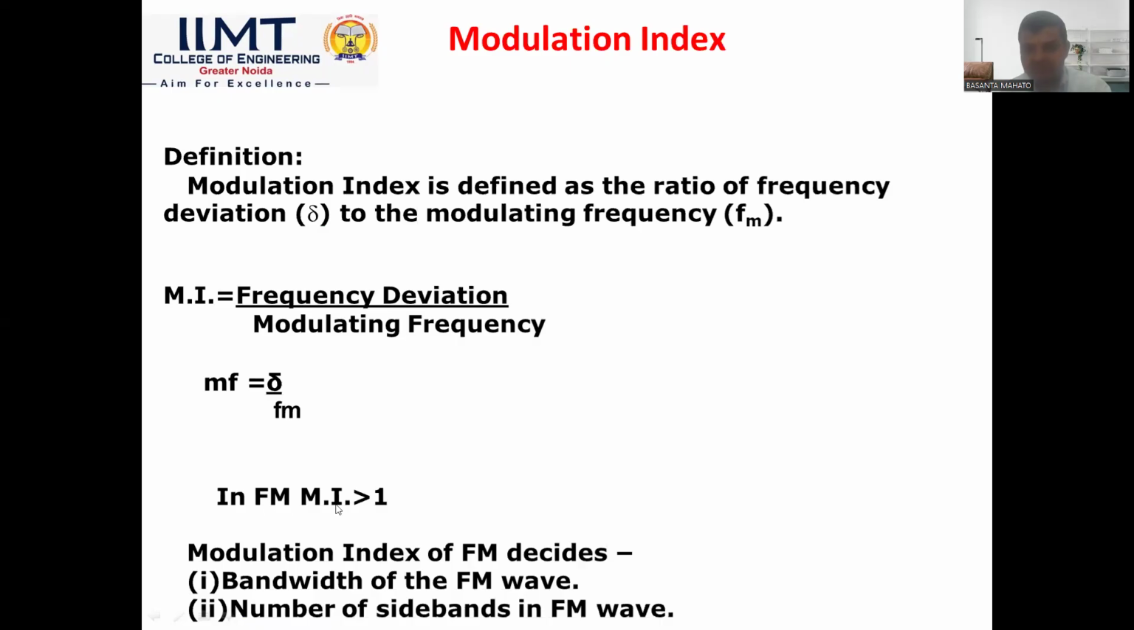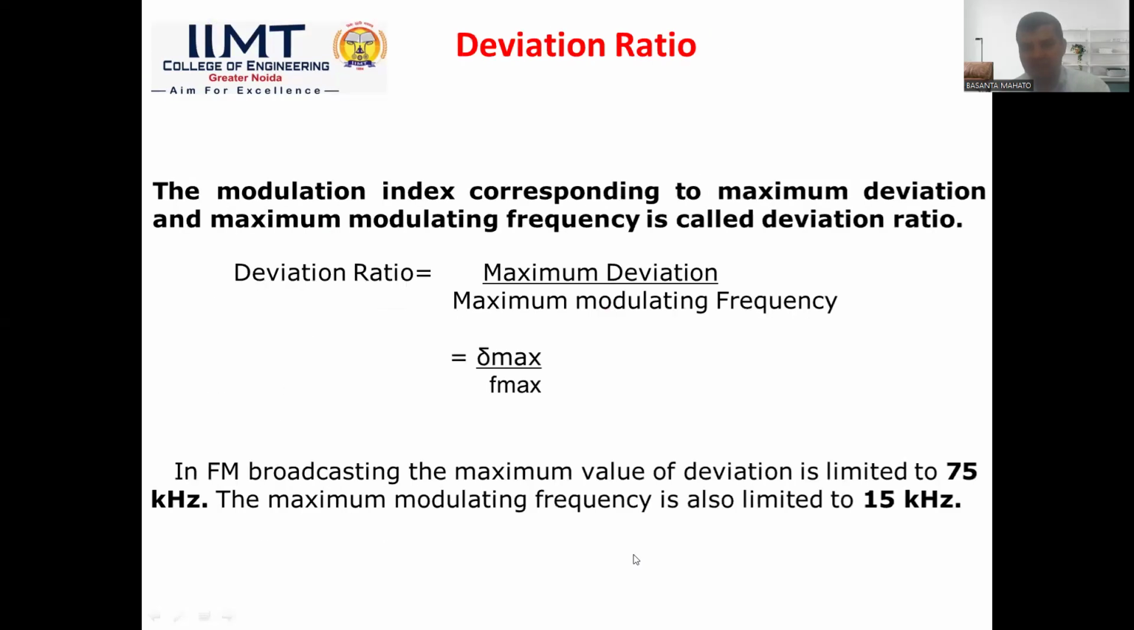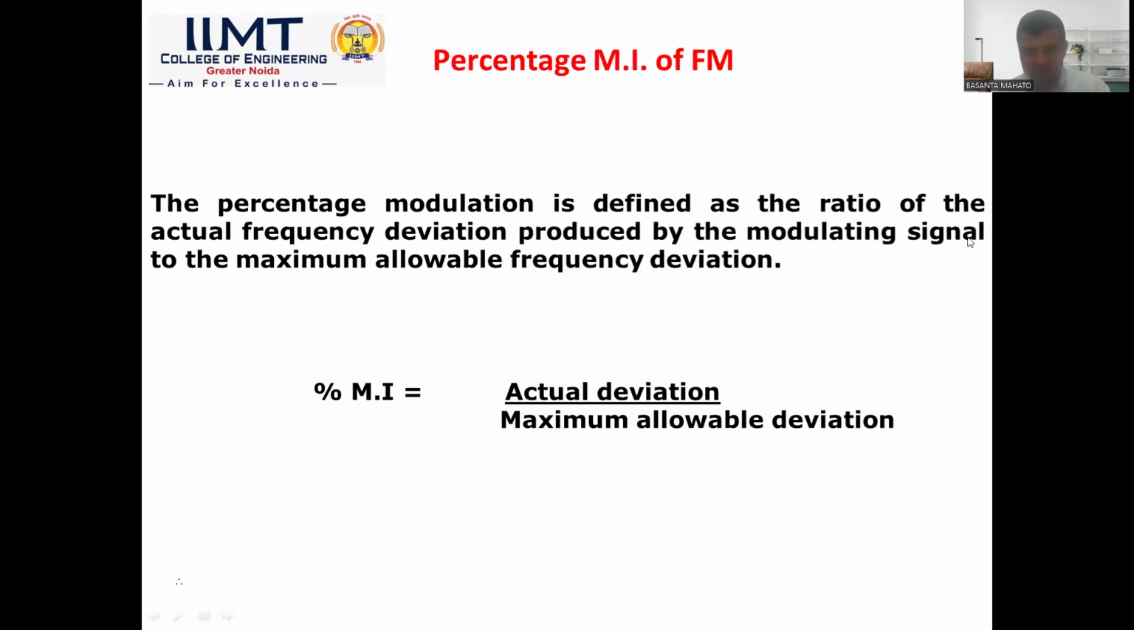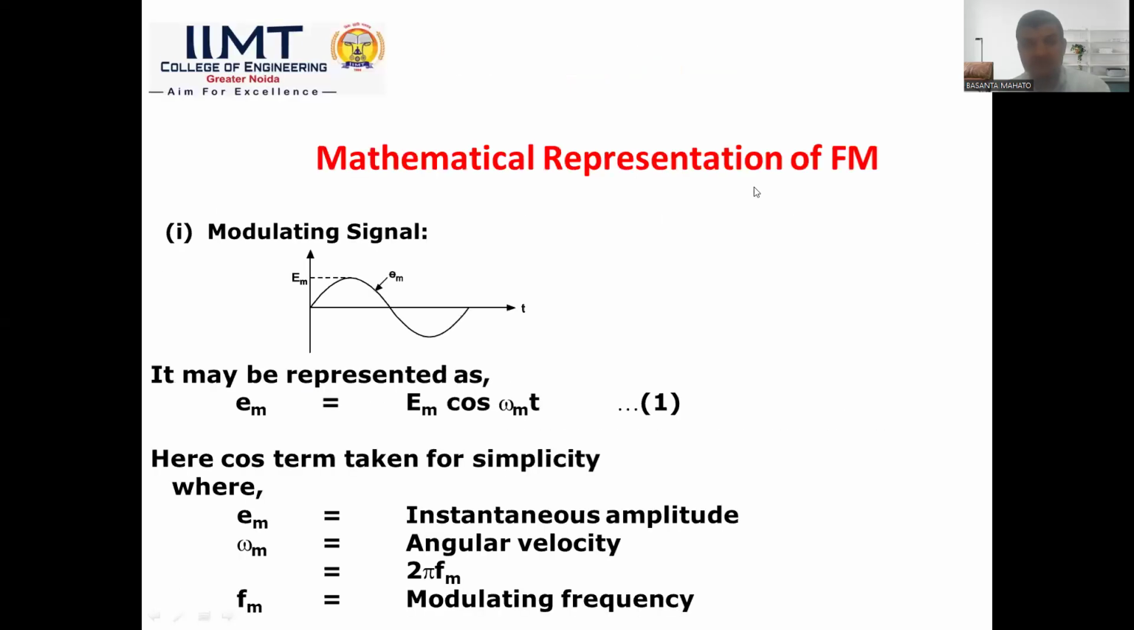frequency. So in FM, the modulation index decides the bandwidth of the FM wave and the number of sidebands in the FM wave. The modulation index corresponding to the maximum deviation and maximum modulating frequency is called the deviation ratio. How much it is deviated, and this is the percentage.